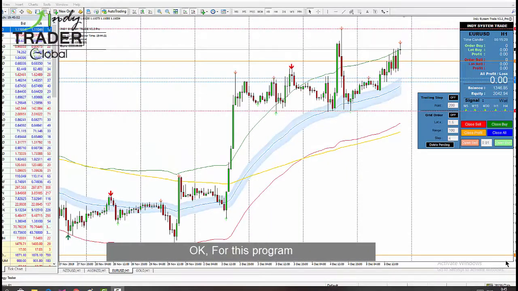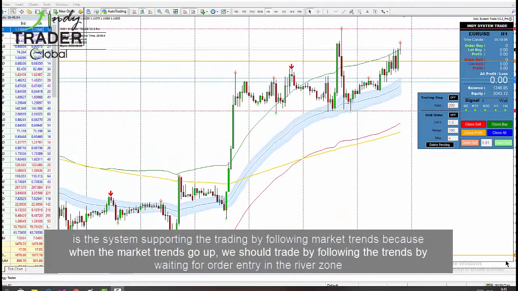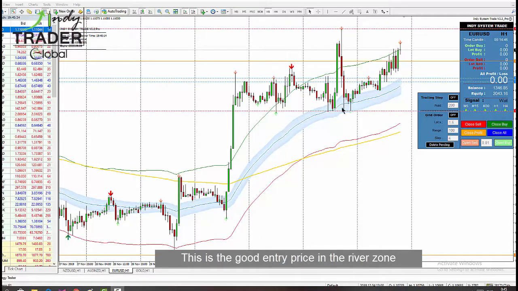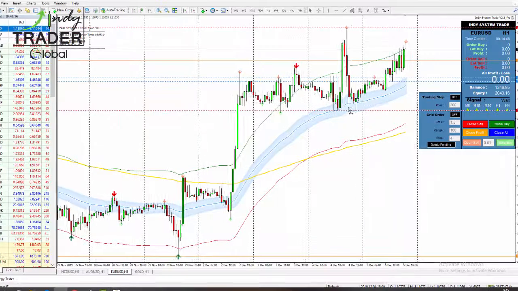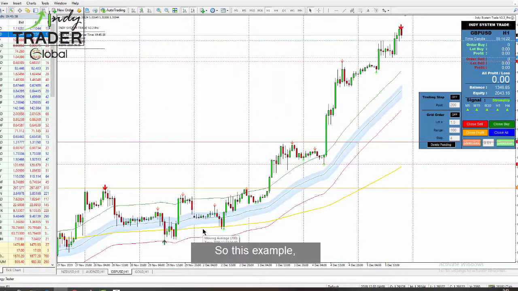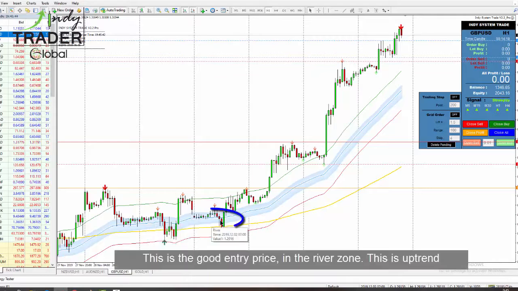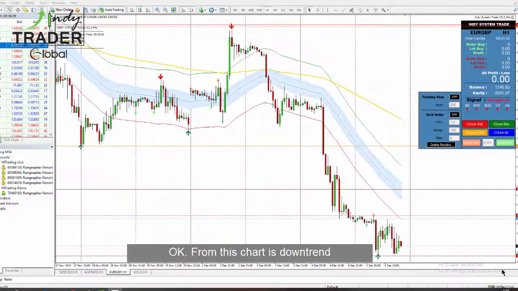Okay, this program is a system supporting trading by following the market trend, because when the market trends up, we should trade by following the trend, waiting for order entry in the reverse zone. So for example, in the chart with an uptrend, this is a good entry price in the reverse zone. Okay? So in this example, this is an uptrend, and this is a good entry price in the reverse zone.